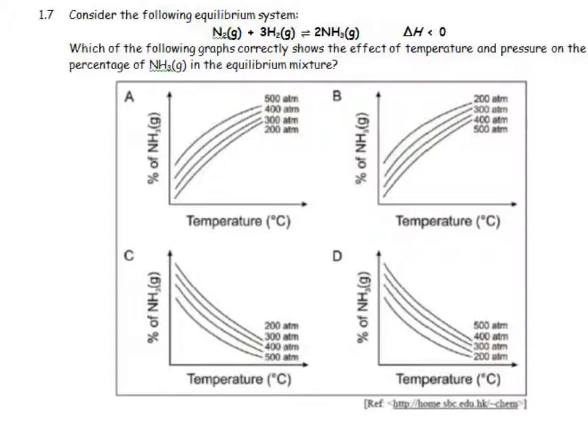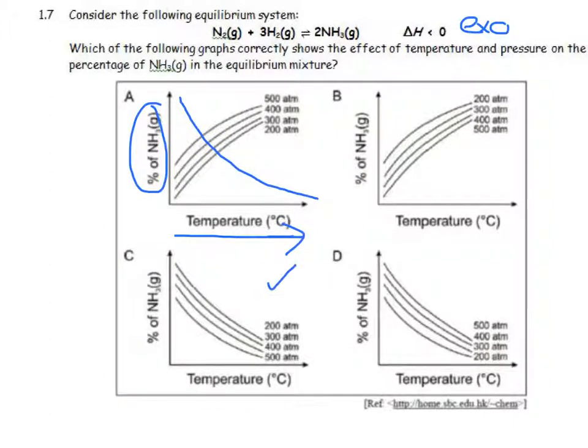Consider the following equilibrium system. Now, we're going to be asked some questions about pressure and about temperature. Delta H is less than 0, so this is an exothermic reaction. Which of the following graphs correctly shows the effect of temperature and pressure on the percentage of ammonia, in other words, on the yield of ammonia? So if it's an exothermic reaction, we are going to want to make it as cold as possible. And therefore, as the temperature increases, theoretically my percentage yield should land up decreasing as I get hotter and hotter. So that means that it's either C or D.